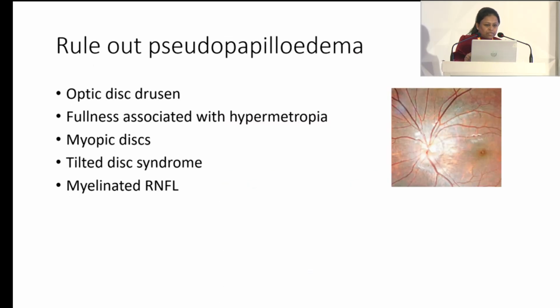When managing patients with suspected disc edema, it's very important that we rule out causes of pseudopapilledema, like optic disc drusen, and the elevated crowded appearance associated with hypermetropia. Myopes tend to have an elevated disc nasally most of the time, and in tilted disc syndrome, they have an elevated disc on the superior part, and myelinated nerve fiber layer. Because if we miss a diagnosis of pseudopapilledema, the patient will be subjected to unnecessary investigations and a lot of referrals, and it's going to be a burden. So the first step is to make sure that we are not dealing with a case of pseudopapilledema.